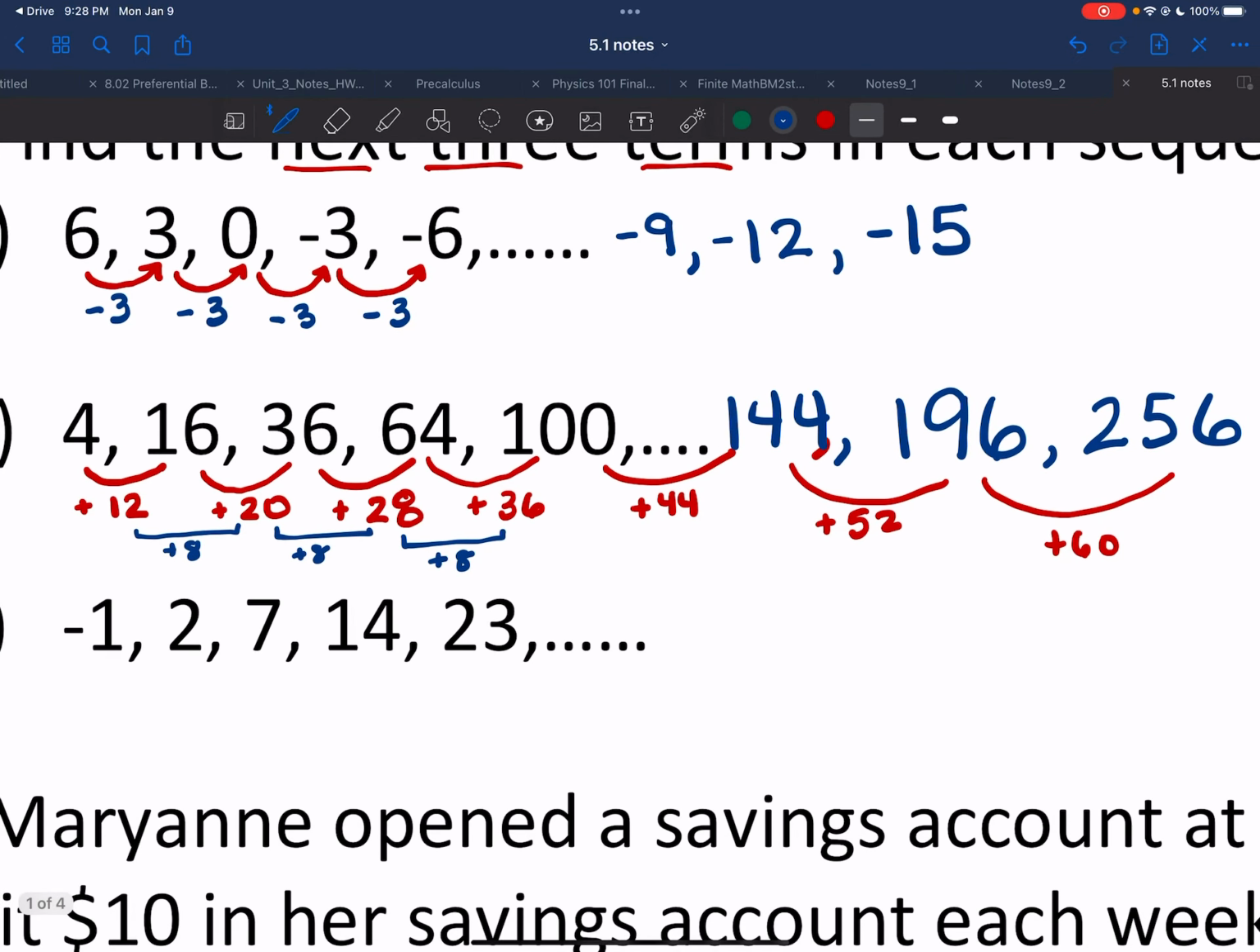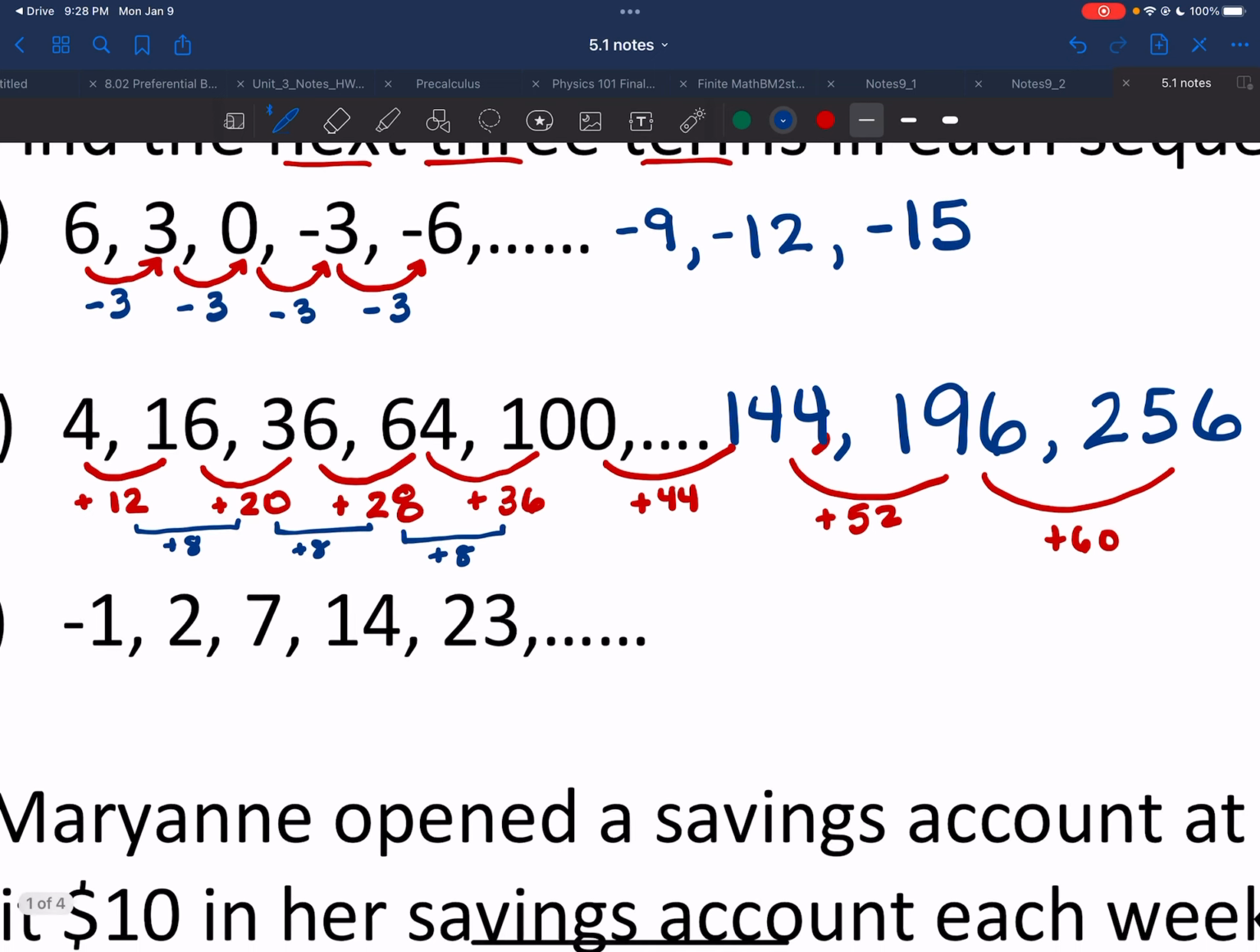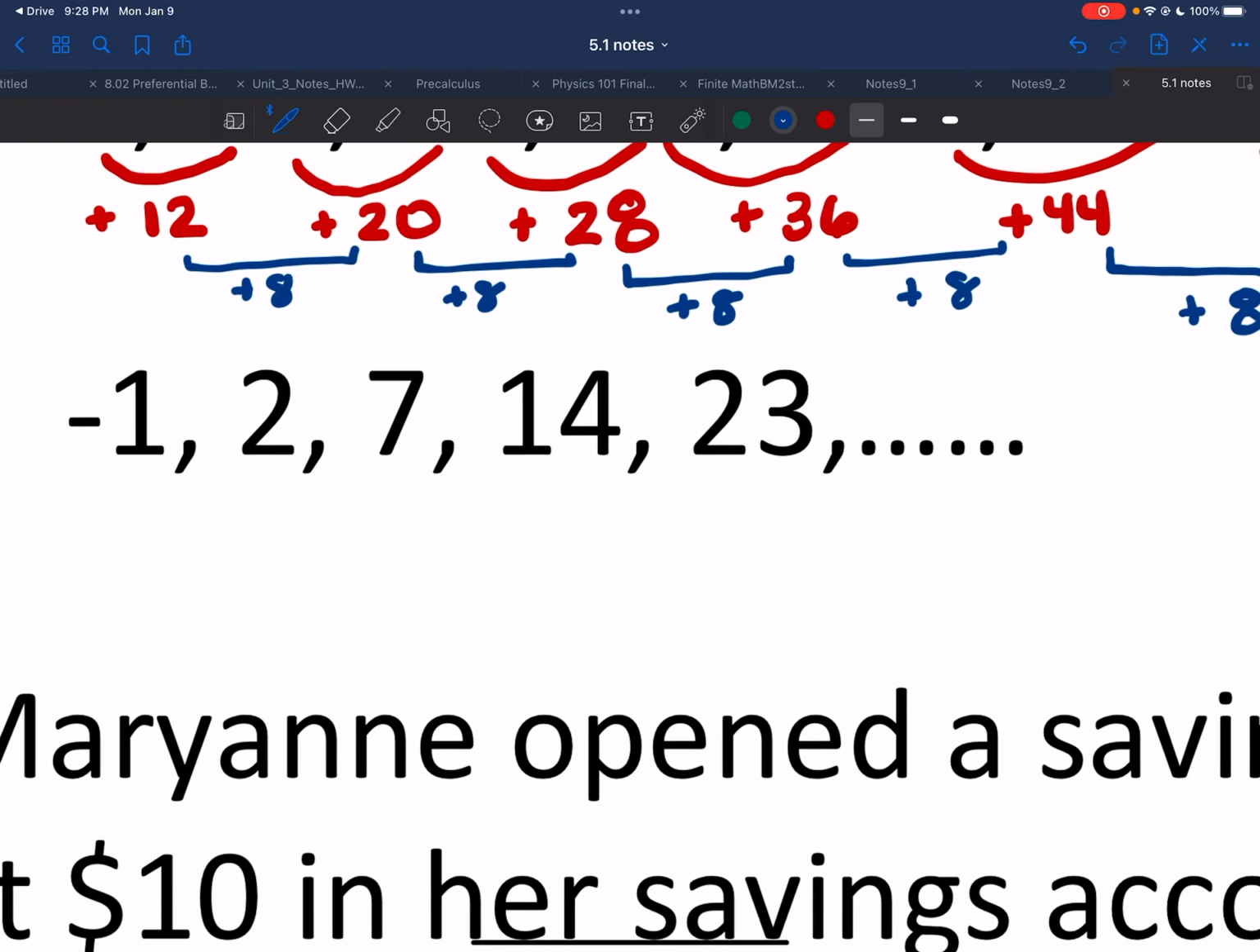So this was weird. I noticed that there was a pattern of it increasing, so I kind of had to do a second level to determine what was happening here. This is probably one of the more complicated ones, right? But it's a pattern nonetheless, and we were able to figure out what the next ones were. Let's see if this one's any better.